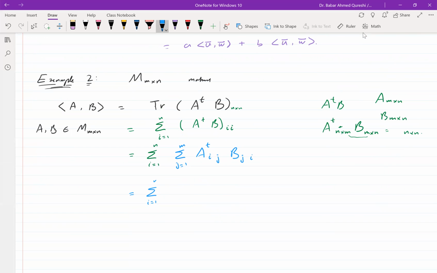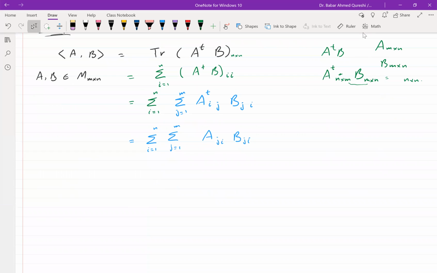But this I can write as a transpose. If I take the transpose, it's just A_ji and B_ji. So all it's saying is take the components of the two matrices and take each component, multiply them, and sum over all these kinds of multiplications. So now let's see if this is a scalar product.